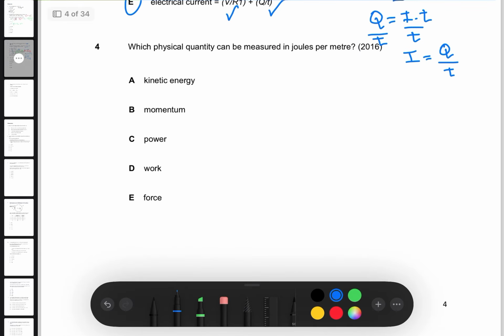Number 4 asks, which physical quantity can be measured in joules per meter? Kinetic energy is measured in joules, so that's not the correct choice. B, momentum, is in kilogram meters per second. No. Power is measured in watts. No. Work is measured in the units of joules or newton meters, so that's also a no.